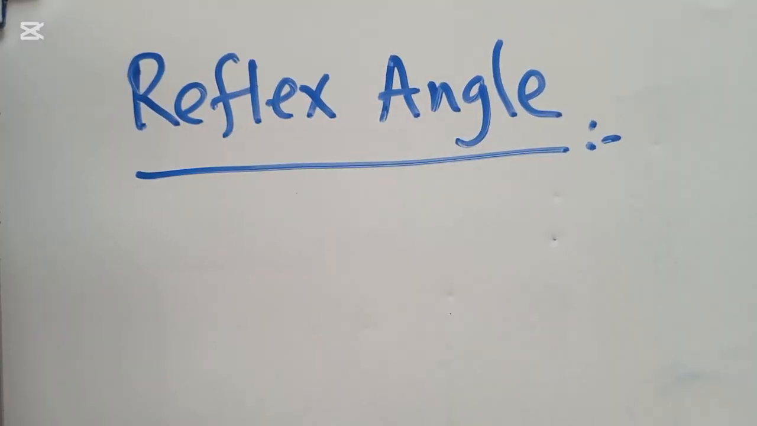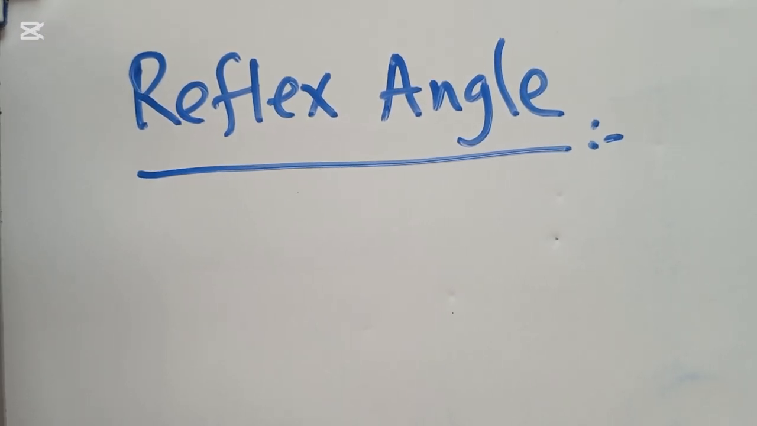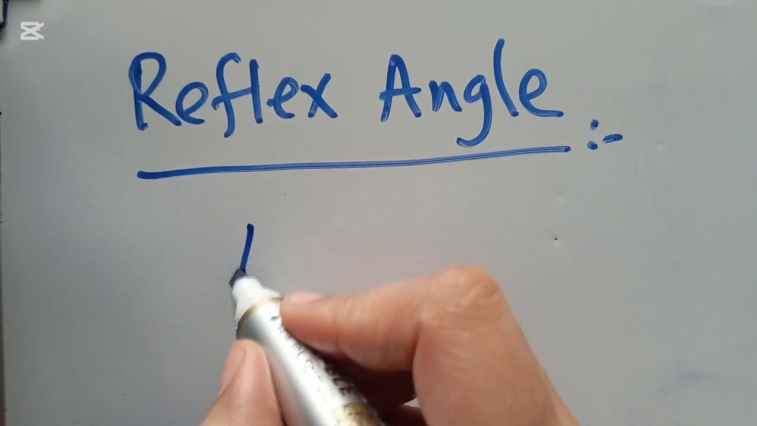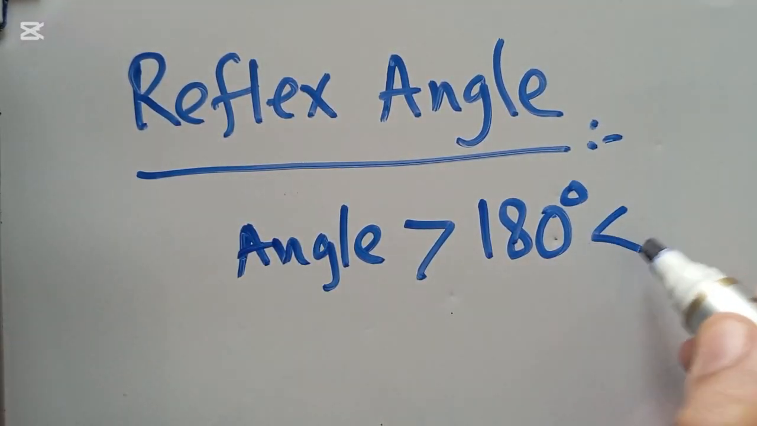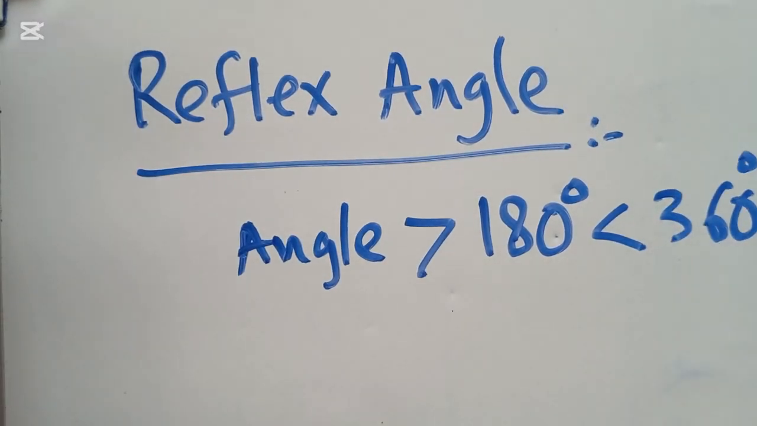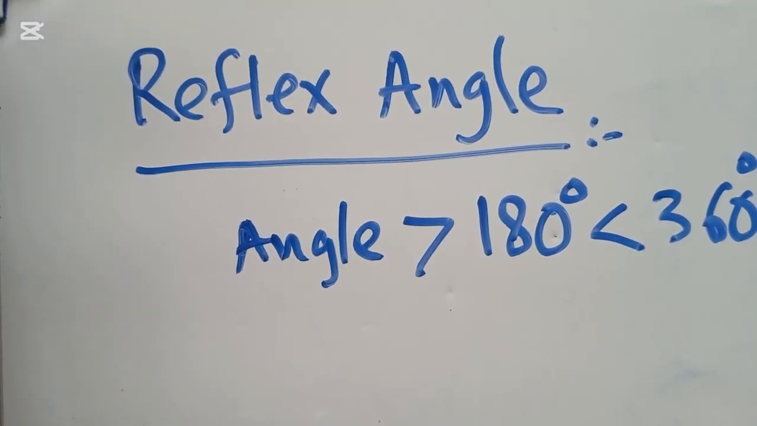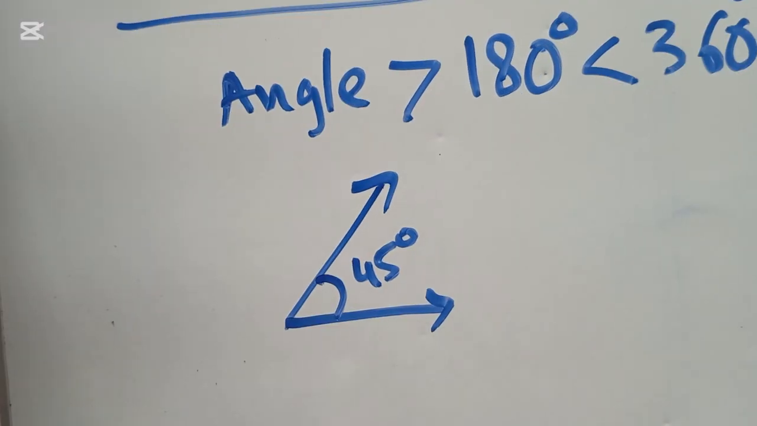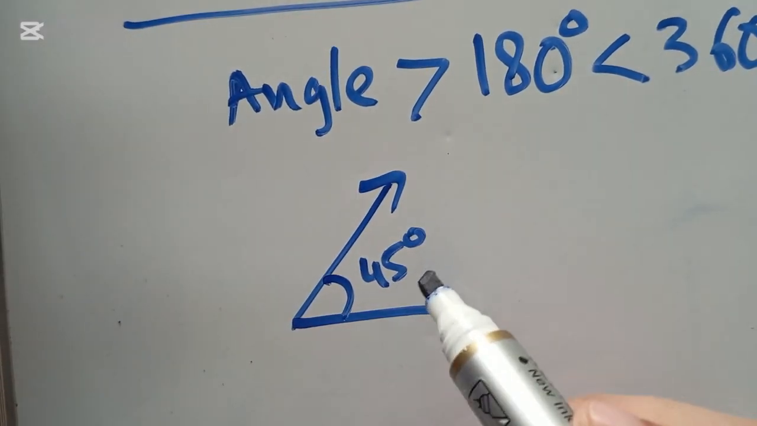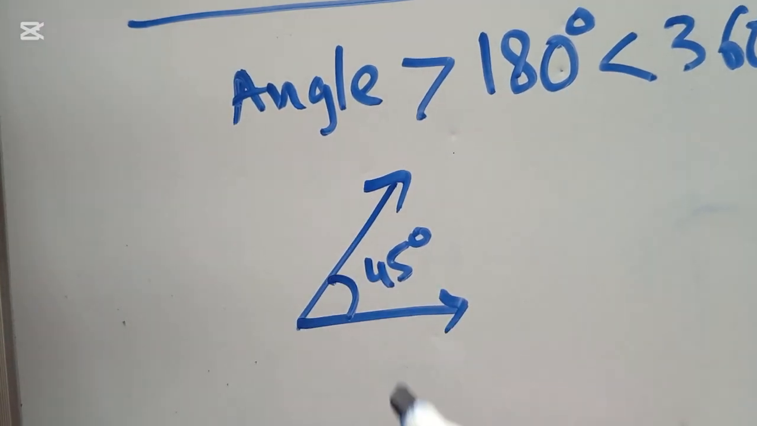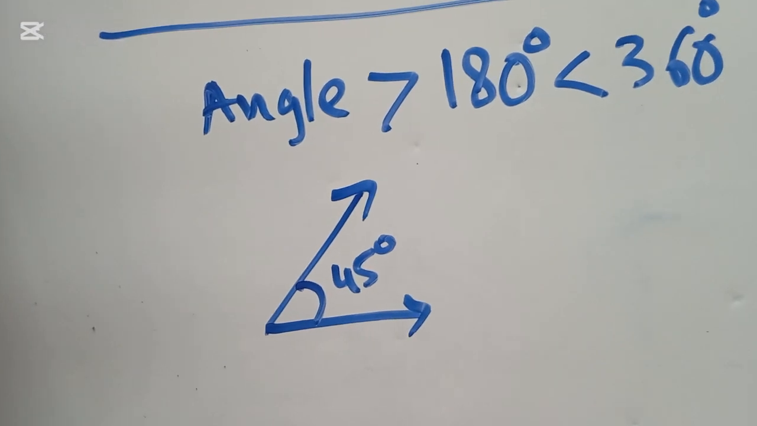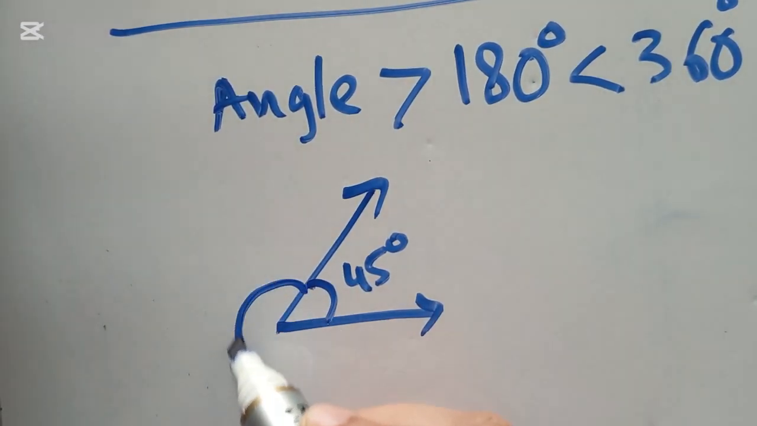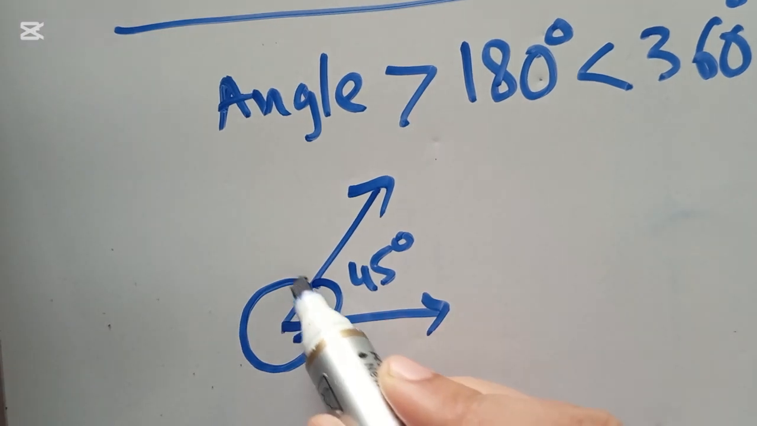So we talked about a straight angle which has a value of 180 degrees. What if the angle is greater than 180 degrees? If the angle is greater than 180 degrees and less than 360 degrees, then it is called a reflex angle. And how does it look? Let's say I have an angle of 45 degrees. Obviously it's not a reflex angle, but I can calculate the reflex angle. How? I know that there is a total angle of 360 degrees. So I will just calculate this angle, this one.